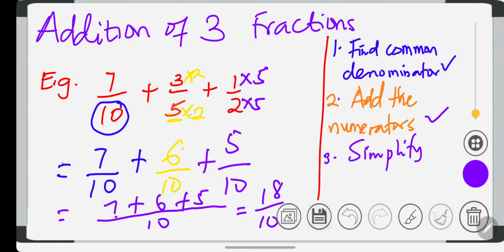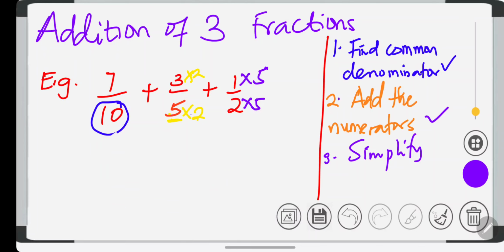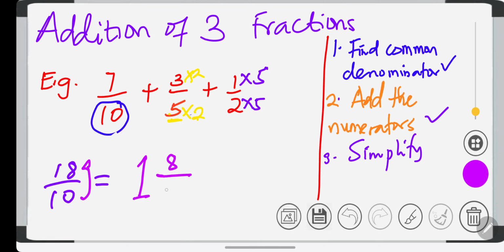All right? To simplify this further, we have 18 over 10. How many times will 10 go into 18? And that is 1 time. Right? 10 goes into 18 only once. Now 10 goes into 18 once. What will be the remainder? 8. That is correct. So 8 over 10.